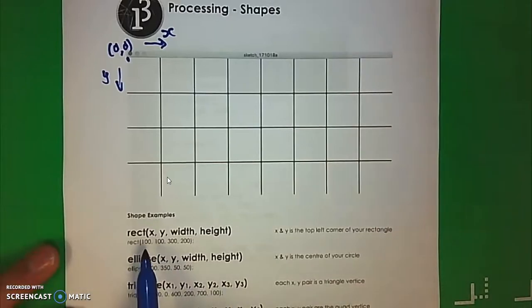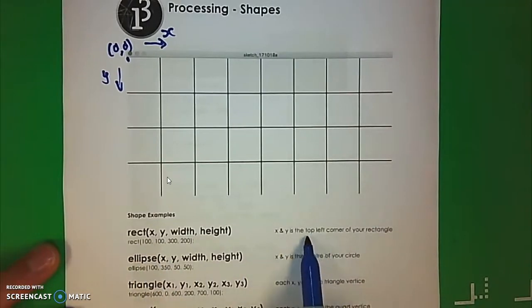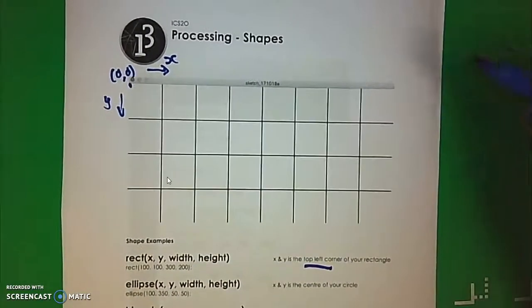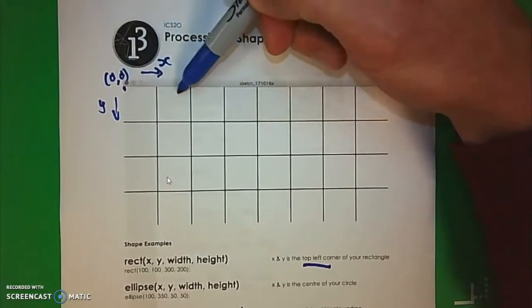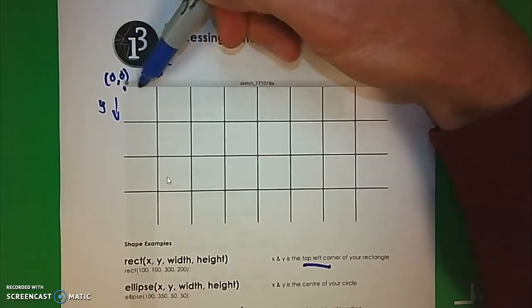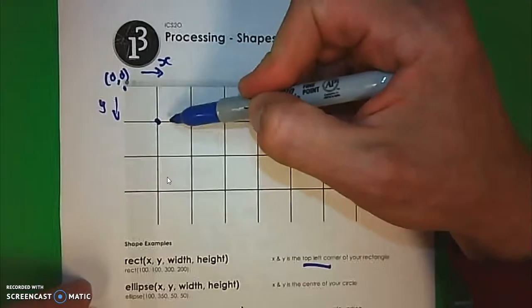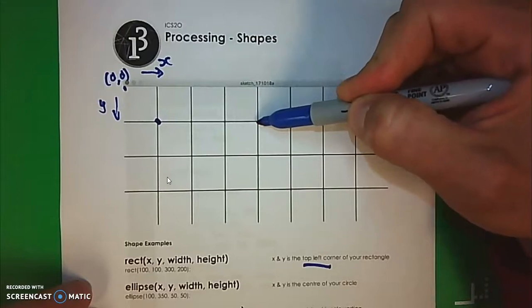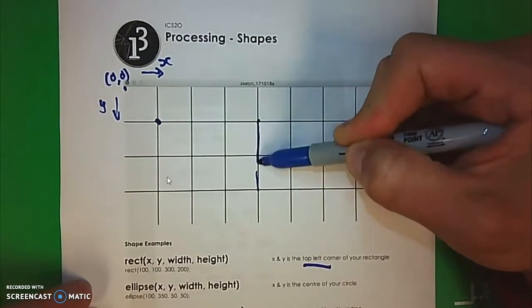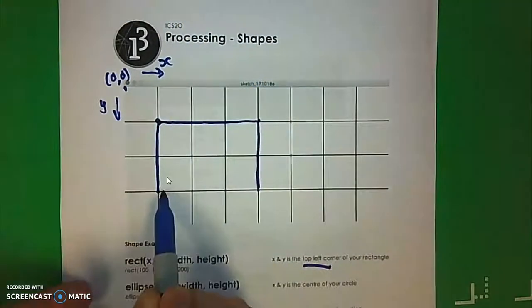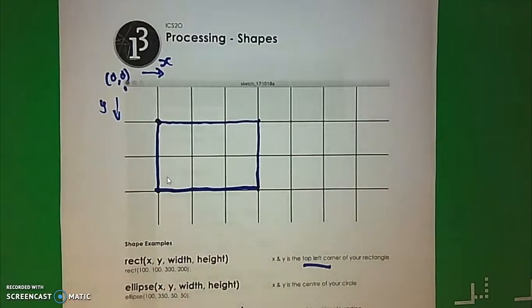The first one is the rectangle. Notice the top left corner of the rectangle is what these XY coordinates designate, and that gives you the full width and the full height. So the rectangle is located at 100, 100. If each of these lines is 100, then 100, 100 would be right here, and that's the top left corner. It's got a width of 300 and a height of 200, so this is the shape that we've just created. There is our rectangle. Clearly the computer would do straighter lines than my shaky hands.